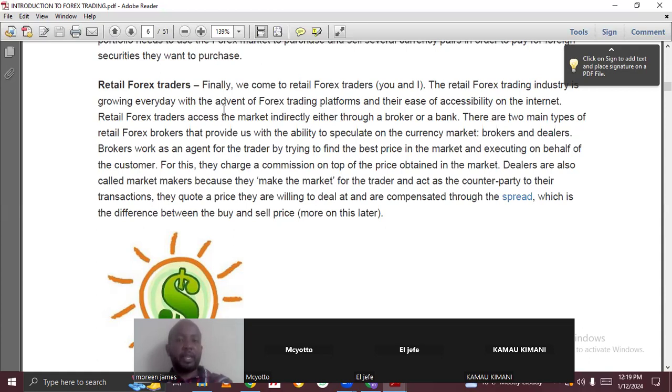The number is growing by the day with the advent of Forex trading platforms and their ease of accessibility on the internet. Retail Forex traders access the market indirectly, either through a broker or a bank. There are two main types of retail Forex brokers that provide us with the ability to speculate on currency: brokers and dealers. That's why I was saying we have non-dealing and dealing. Dealing are the guys who are taking the position against you. Non-dealing, they set you straight into the market. It's like a bridge. That's what we'll be dealing with. Us, we'll be dealing mostly with the dealing brokers, so that you're able to have a platform to see how the market is working.